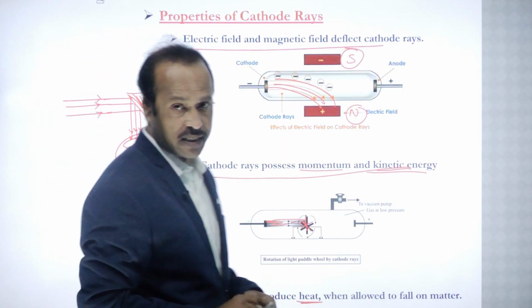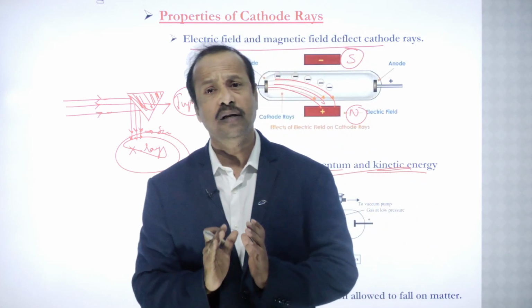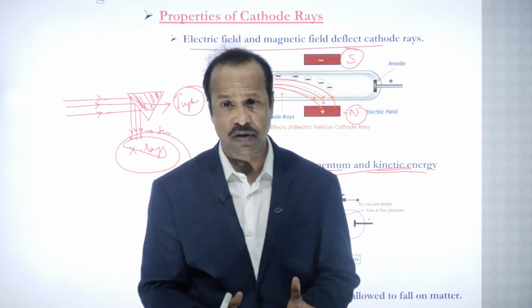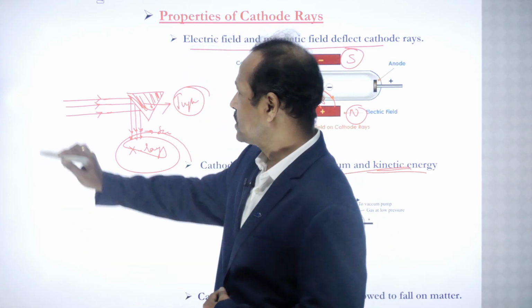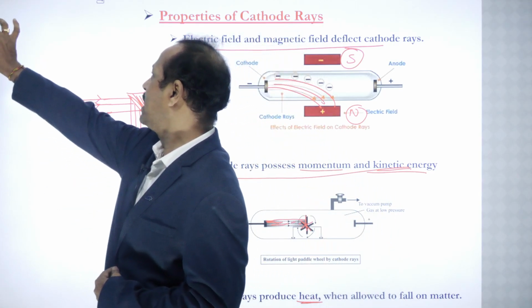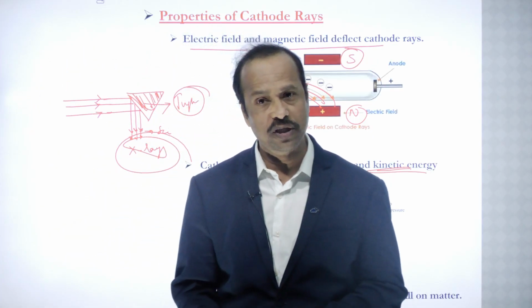So students, today we discussed the discharge tube experiment, that is the discovery of the electron, and the properties of the cathode rays. In the next class, we will discuss the e/m ratio of an electron. With this we stop today.